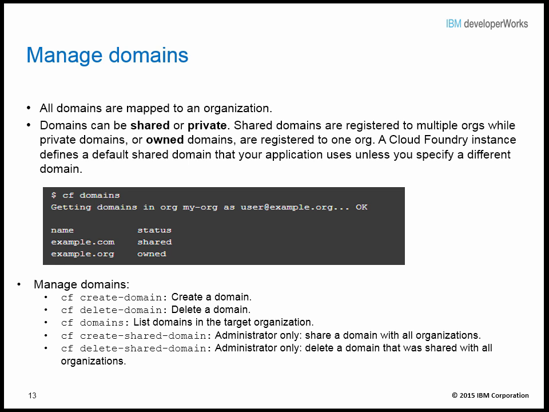In terms of domains, CF CLI version 6 is designed to work with both new and older versions of cf-release. Please note the map-domain and unmap-domain commands no longer exist. Commands for managing domains are cf create-domain, cf delete-domain, cf create-shared-domain, which creates a shared domain with all organizations and is available for admin only, and cf delete-shared-domain, which will delete a domain that was shared with all organizations.